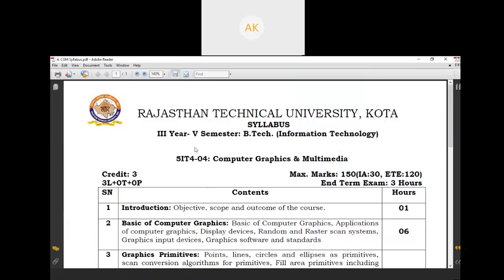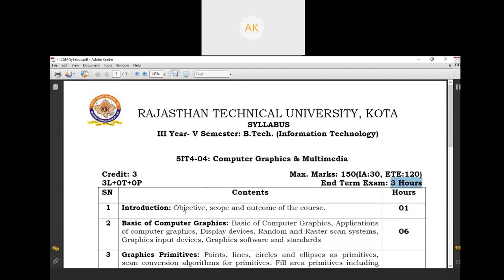This is the syllabus of your computer graphics in this fifth semester. The subject title is computer graphics and multimedia. The subject has 3 credits and 3 lectures per week. The maximum marks for this subject is 150. Internal assessment, meaning the midterm marks, is a maximum of 30, and the end term examination is 120 marks. It's a 3-hour exam.